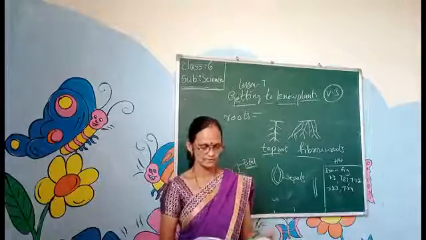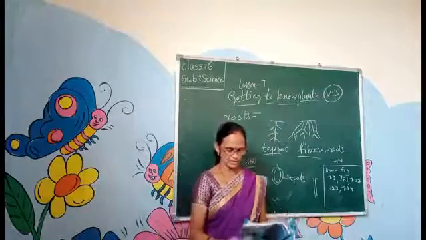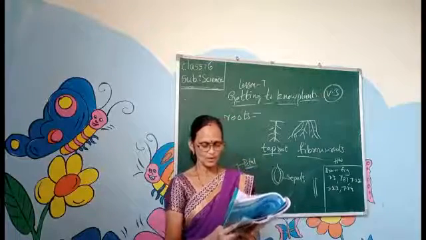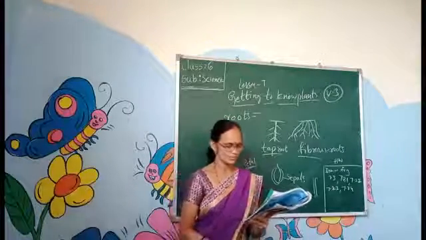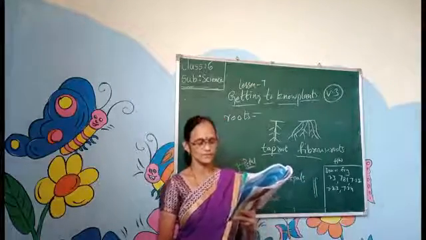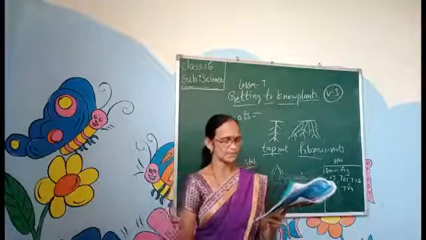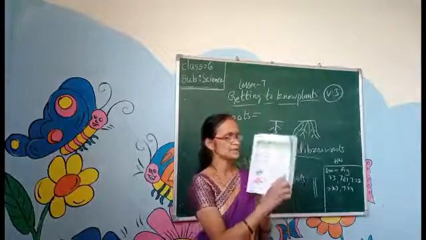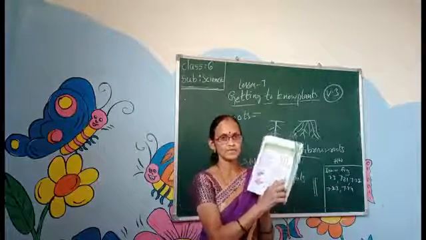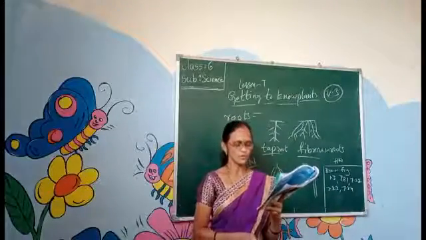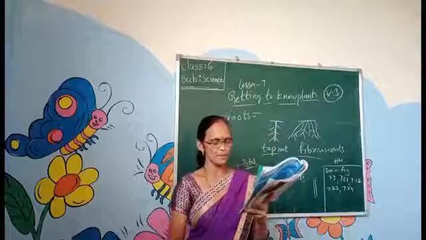Now let us go to activity number 11. Let us study the structure of the ovary. In 7.24 you can see the ovary here. This is the ovary, the inside part of the flower. It is the lowermost and the swollen part of the pistil.